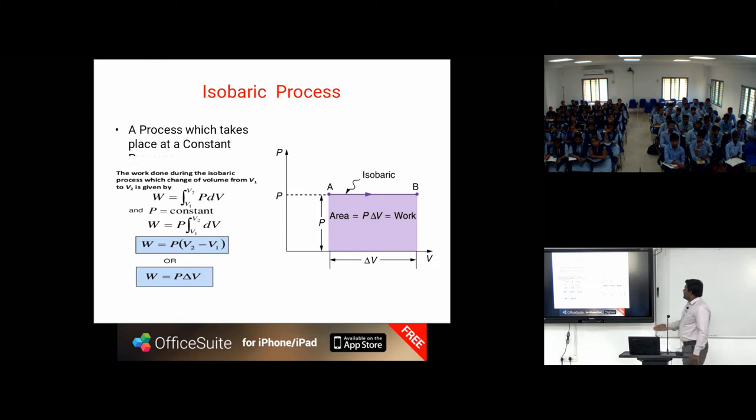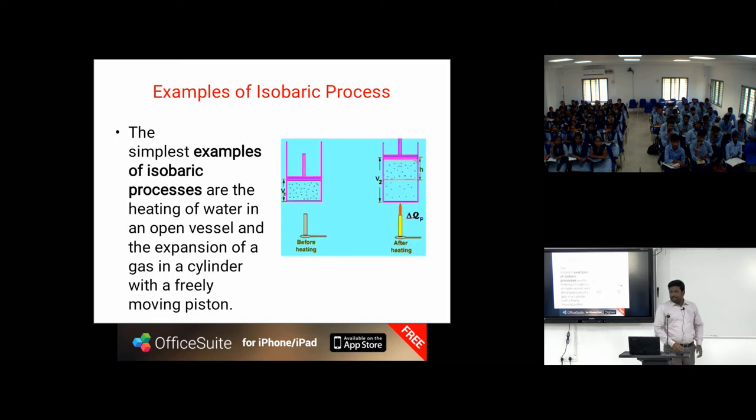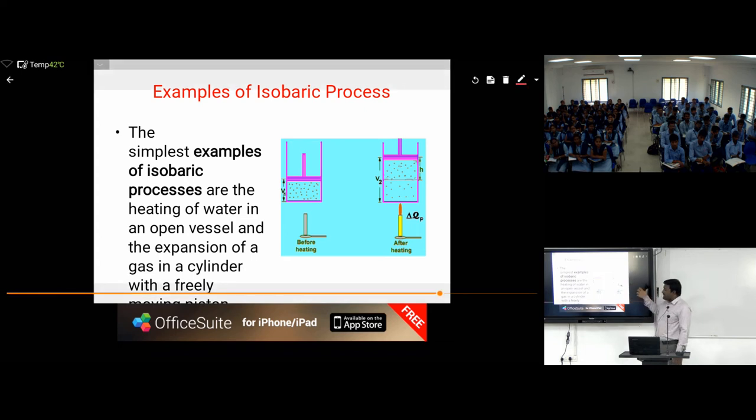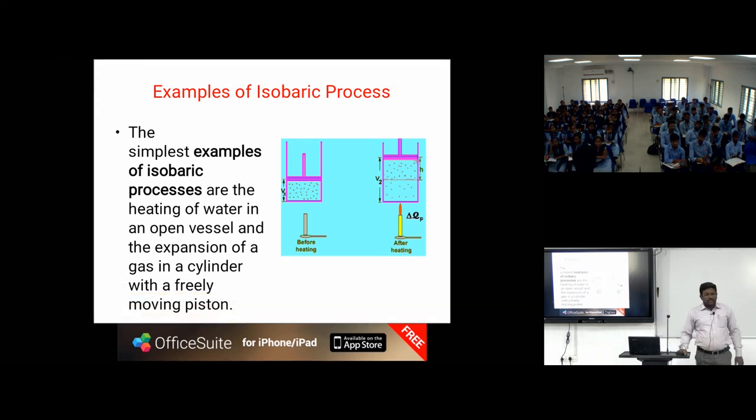Now, the area under the PV diagram. For the PV diagram of an isobaric process, a rectangle will come, with sides P and delta V. The area under the PV diagram gives the amount of work done in any process; in this case, the shaded rectangle is the amount of work done. Now, can you give an example for this isobaric process? A lively example: heating of water in an open vessel. What happens? The level increases. The gas expands in an isobaric process in an open vessel.